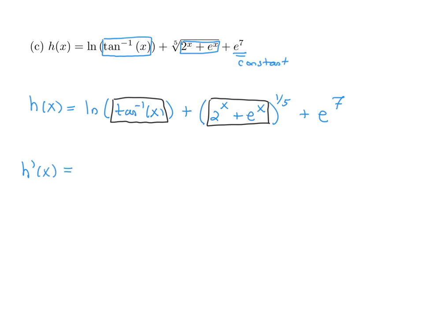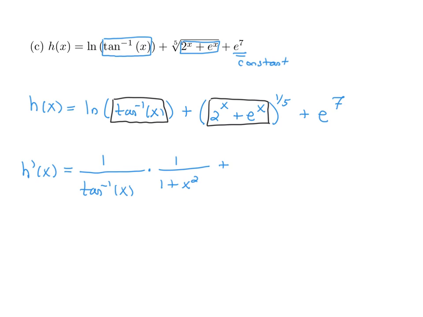h prime of x is equal to, for the natural log, it is 1 over whatever is composed in that function, which is arctangent, or as is written here, tangent inverse. And the derivative of tangent inverse is 1 divided by 1 plus x squared. The chain rule says that you simply take this and multiply by its derivative. Moving on to the next piece, we will add on.